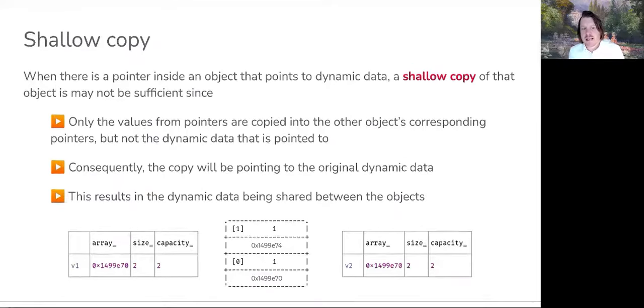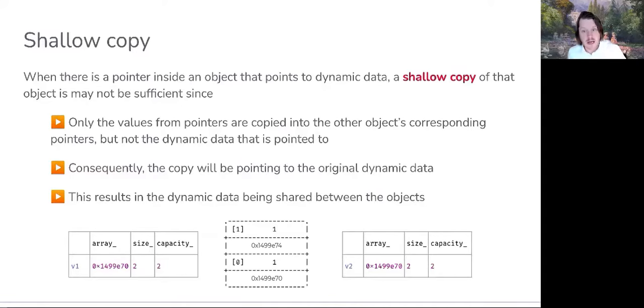But let's talk about some of the limitations of a shallow copy, or a member-wise copy, if you will. In a lot of applications, a member-wise copy will be completely sufficient. However, when we're dealing with objects that have pointers inside of them to dynamically allocated objects, a shallow copy of that object might not be sufficient. And here's the reason why. Only the values from the pointers are copied into the other object's corresponding pointers, but not the dynamic data that is being pointed to. In other words, v1 and v2 end up sharing an array as opposed to v2 having its own array with the same values as v1's array.